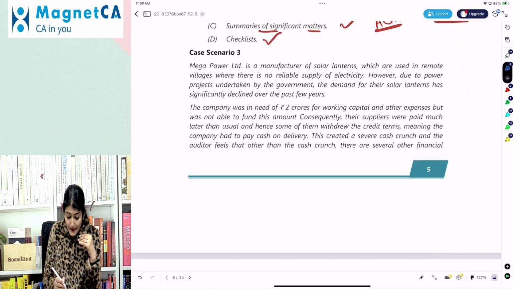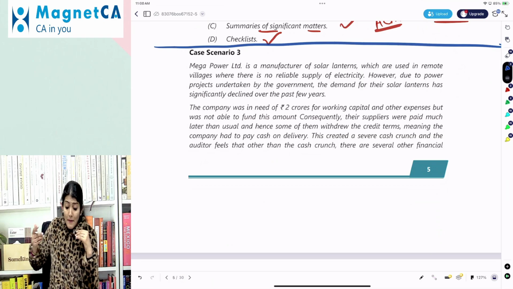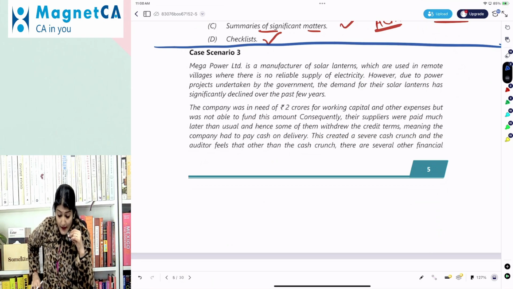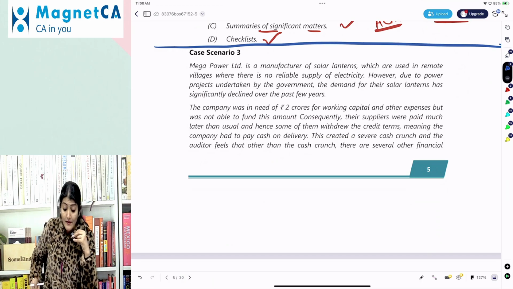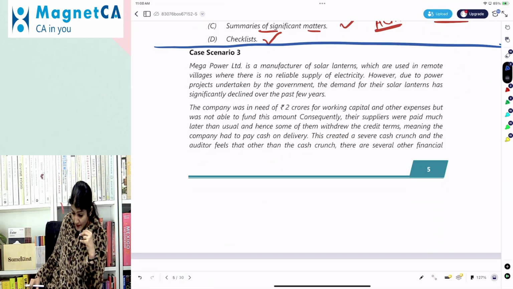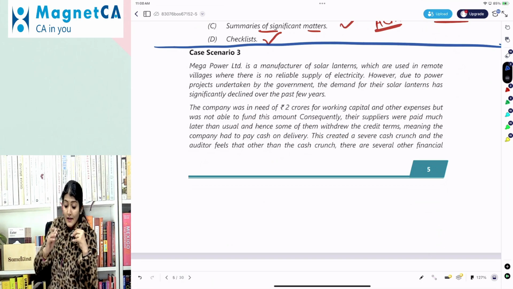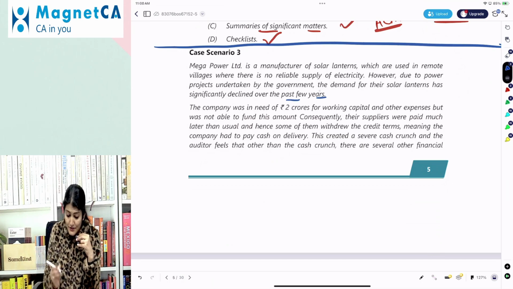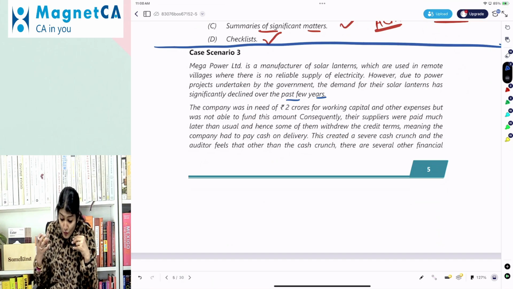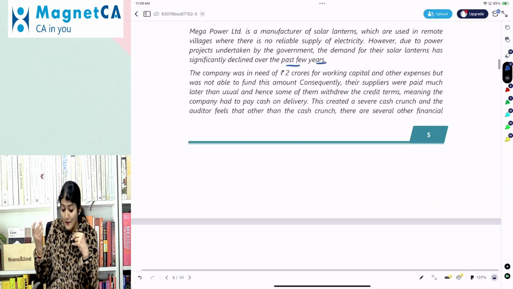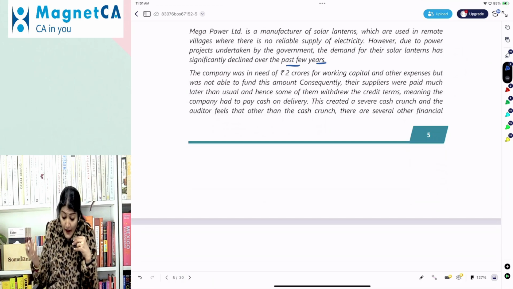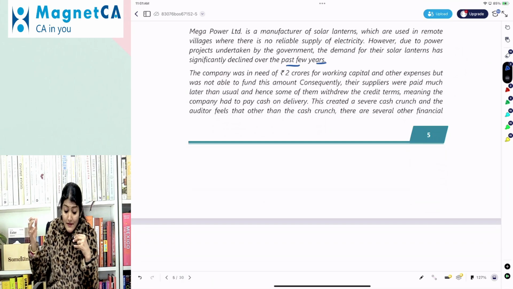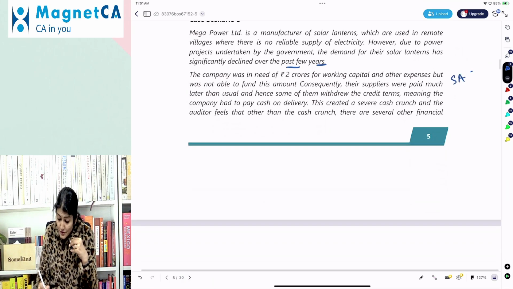Right, so now coming to the case scenario 3. Mega Power Limited is a manufacturer of solar lanterns which are used in remote villages where there is no reliable supply of electricity. However, due to power projects undertaken by the government, the demand for their solar lanterns has significantly declined over the past few years. Company was in need of 2 crore for working capital and other expenses, but it was not able to fund this amount. Consequently, their suppliers were paid much later than usual, and some of them withdrew the credit term, means the company had to pay them on cash on delivery.